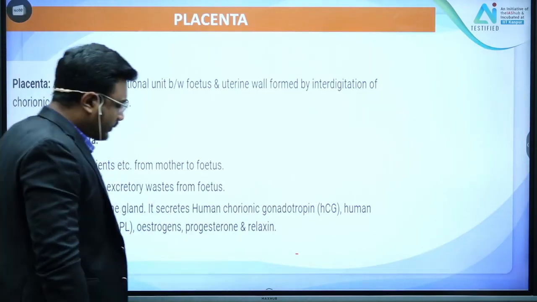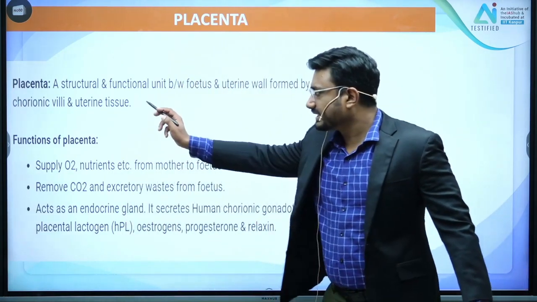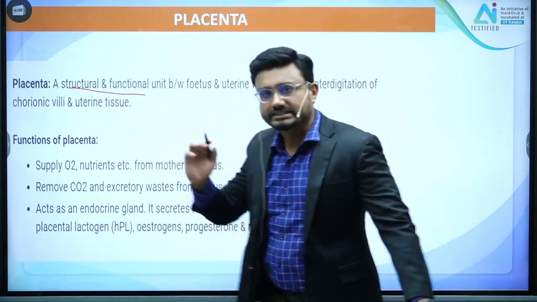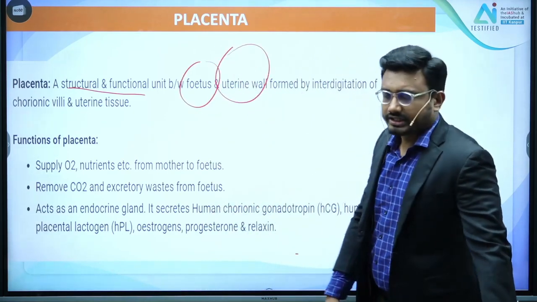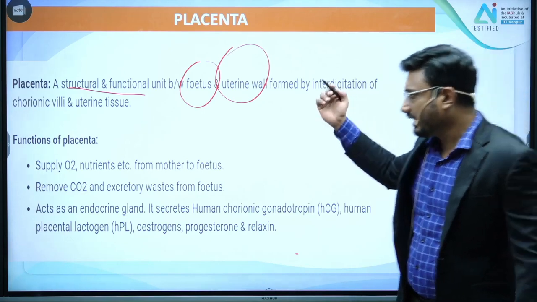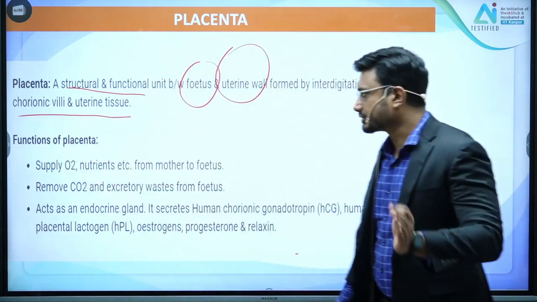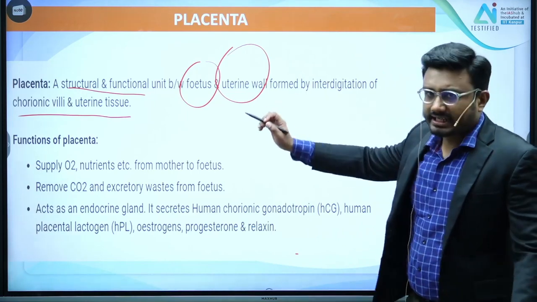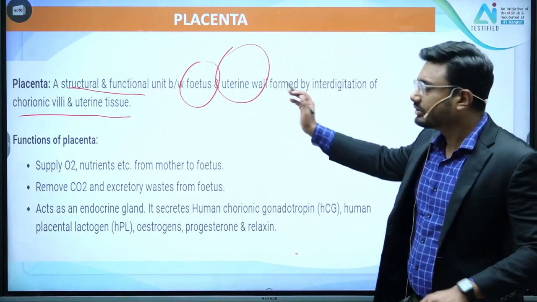So placenta, what is the placenta? Let us understand. The placenta is the structural and functional unit between the fetus and the uterine wall. It is formed by the interlocking of the chorionic villi and the uterine tissue. So the placenta is the structural and functional unit between the fetus and the uterine wall.